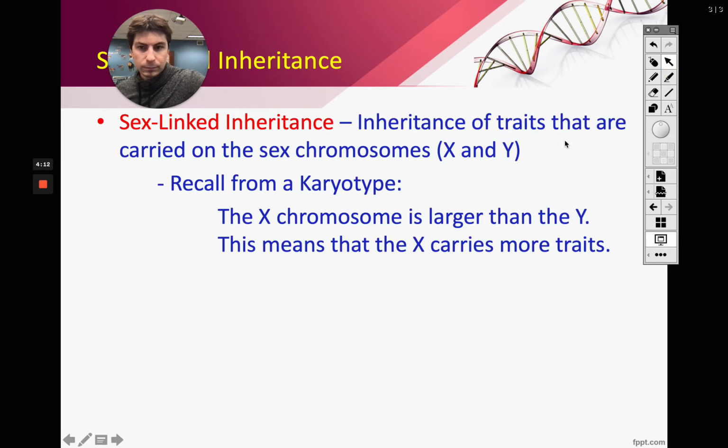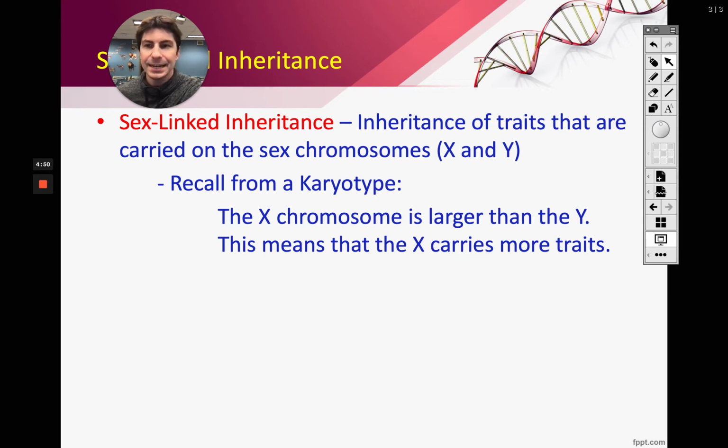Okay, so let's go over our last form of inheritance, which is called sex-linked inheritance. Now, so far, complete dominance, incomplete dominance, and codominance, all of those forms of inheritance are going to be on our autosomes. For humans, that's going to be chromosomes 1 through 22, or if you wanted to talk about individual chromosomes, it's number 1 through 44. All right, we have 23 pairs, and the first 22 pairs are our autosomes.